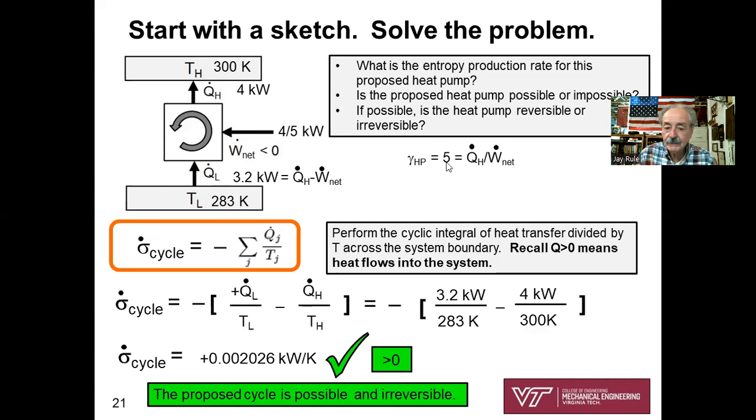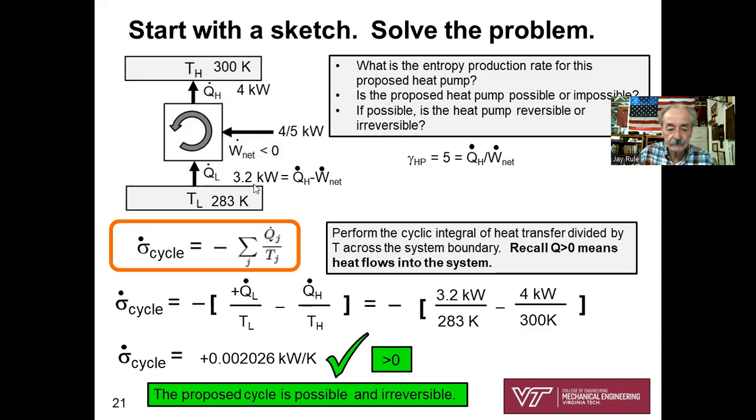Okay, so let's see. That's energy sought over the energy that costs. We're seeking to heat our room, our house. What costs us is the electric power required to drive the heat pump. And so we can solve flat out, almost by eye, that the net power required is 4/5 of a kilowatt, or 0.8 kilowatts.